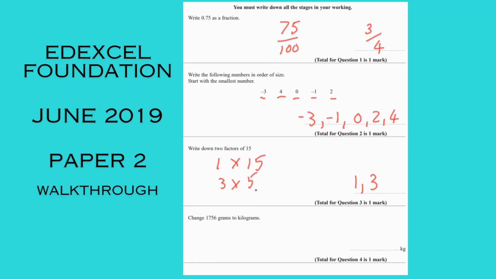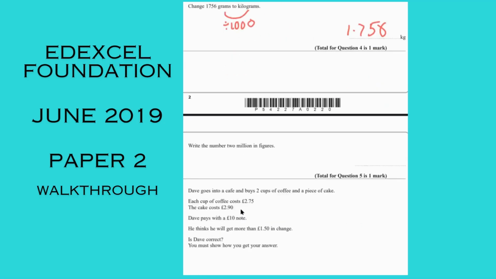Question 4, when you go from grams to kilograms, the units are getting bigger, so the number should balance up, getting smaller, and don't forget the prefix kilo, meaning 1,000, giving you 1.756. Don't round it off. On to the next page.